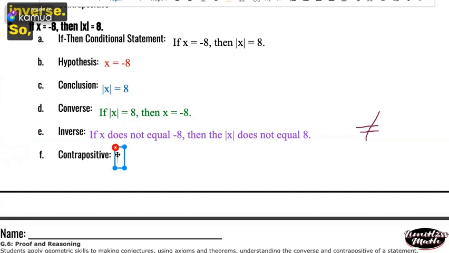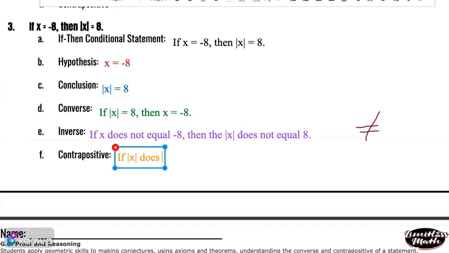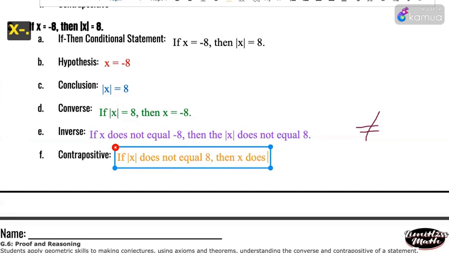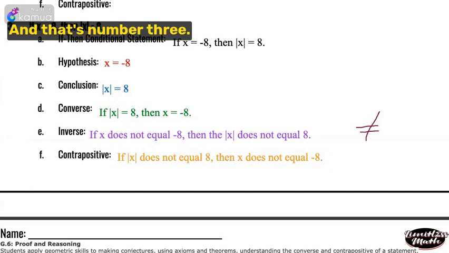So if the absolute value of x is not equal 8, then x does not equal -8. And that's number 3. Let's move on.